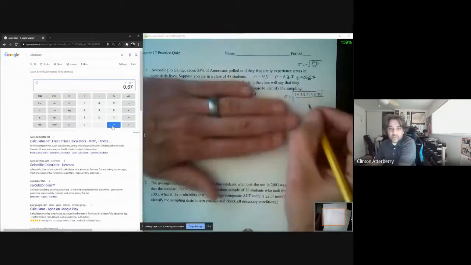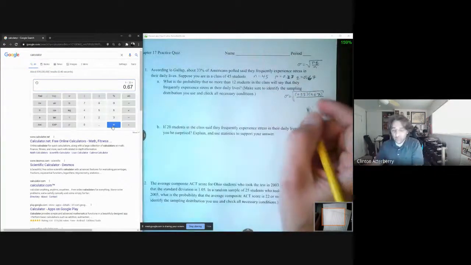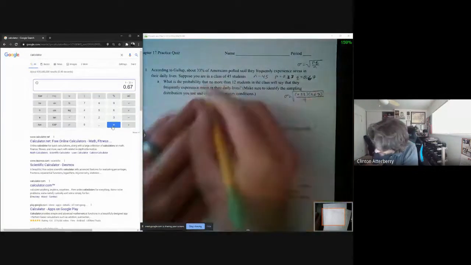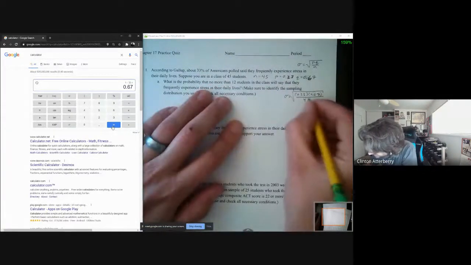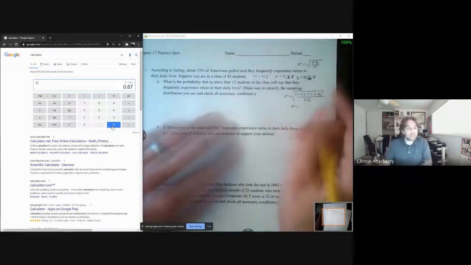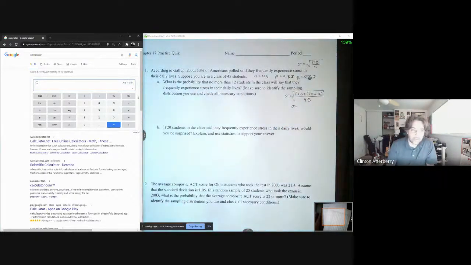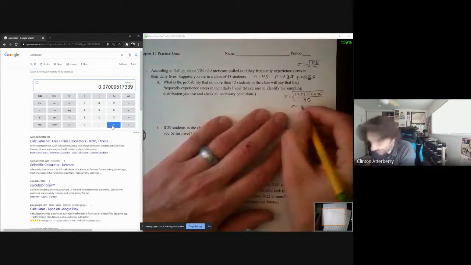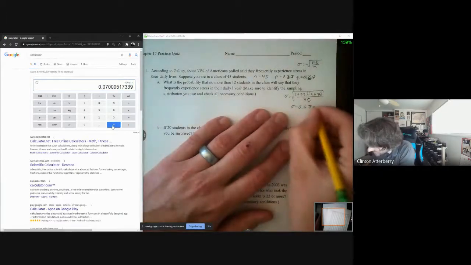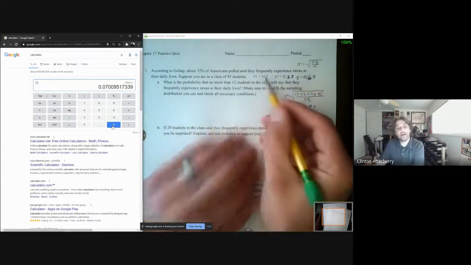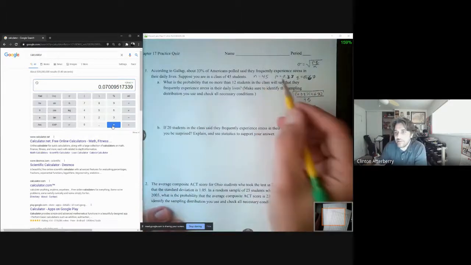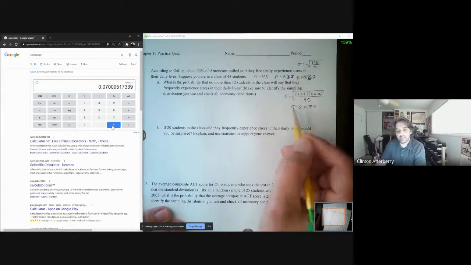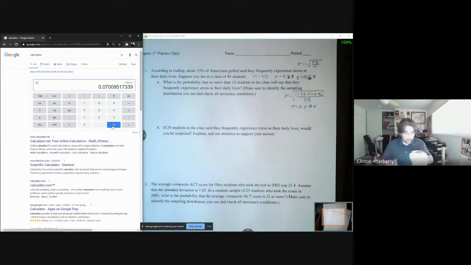I'm not even looking at the question yet. I'm just going to write out everything I know from the information given, just from those two sentences. So I have 0.33 times 0.67, divide that by 45, and then take the square root of that last answer. I'm going to round this to 3 places: 0.070. So what do I have? I've got my N value, a P, a Q, and a standard deviation. On your problem, you should do the exact same thing.